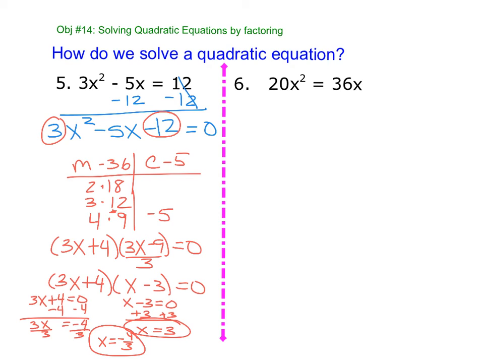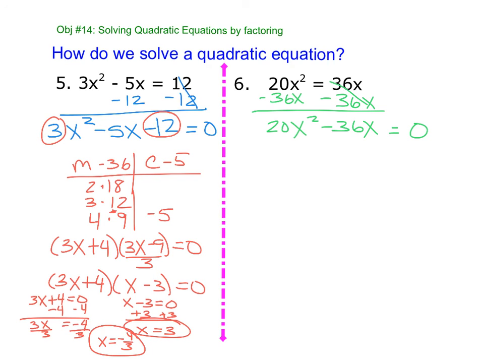All right, last one, number 6. Get 0 on one side, factor, and solve. Pause the video, try it on your own. All right, so I am going to subtract 36. You could subtract the 20 also. I like to keep my x squared positive. I don't like it when x squared's negative. It makes things more complicated. So I always move the thing with just the x.